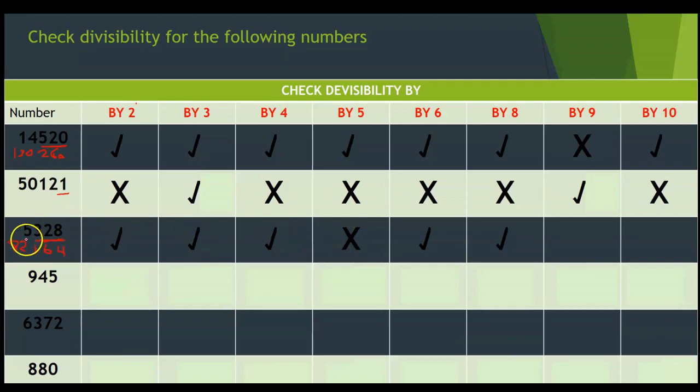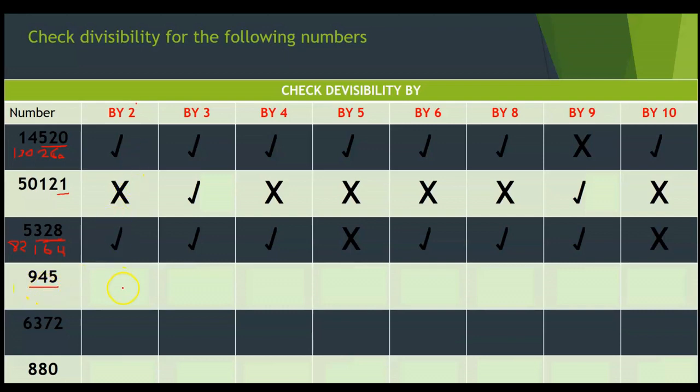Is it divisible by 9? What is the sum of all the digits? We said 18. Okay, so 18 is a multiple of 9. Then it is divisible by 9. Is it divisible by 10? No.